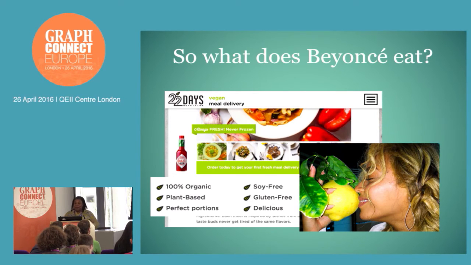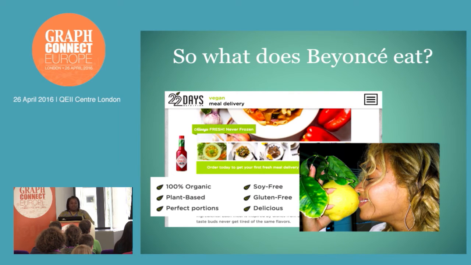So again, as a data scientist, I think, is there a technical solution? As I was thinking about this process, this came out. Beyonce came out with her own endorsed diet. It's called 22 Days, and I'm a big Beyonce fan, and I thought, okay, maybe it's something I could try. If I could look like Beyonce in 22 days, come on, that's fantastic. But as you can see, this particular plan is 100% organic. It's plant-based, perfect proportions, soy-free, gluten-free, delicious. This is very different than how the average American eats currently.